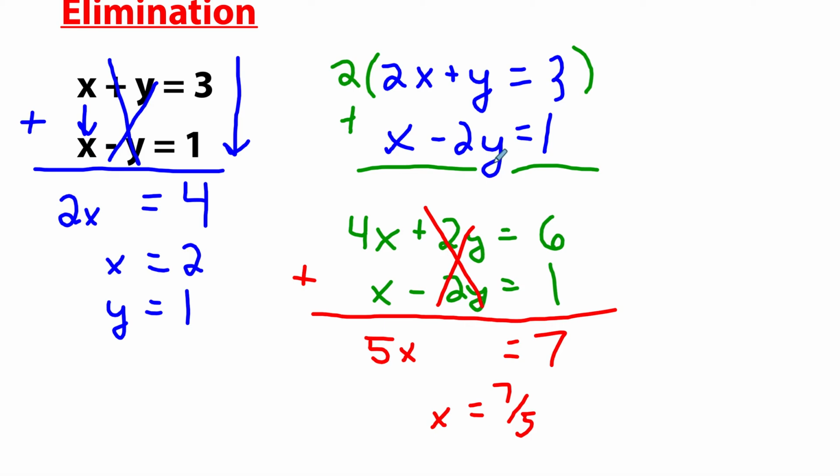I use this example to show you that sometimes in order to use elimination, you're going to have to do some work first to get two terms with opposite signs but the same amount. And the key here is that when we did this work, we were trying to get this to be a 2 so that we could eliminate these.